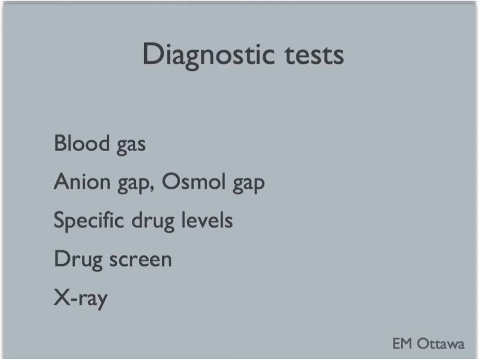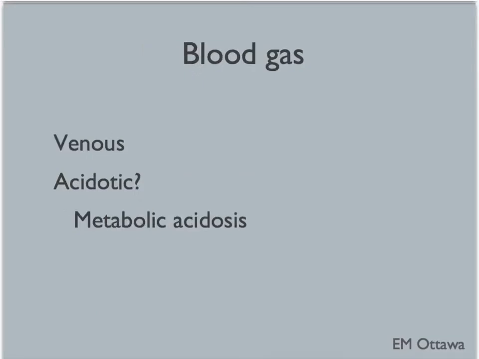Diagnostic tests. Diagnostic tests can include blood gas, anion gap, osmolar gap, specific drug levels, drug screen, and X-ray. Let's see how we can use them. First, blood gas. A lot of toxins create morbidity and mortality by creating metabolic acidosis. Therefore, we often get a blood gas telling us whether the patient is acidotic or not. Getting a venous blood gas will often suffice instead of an arterial one.